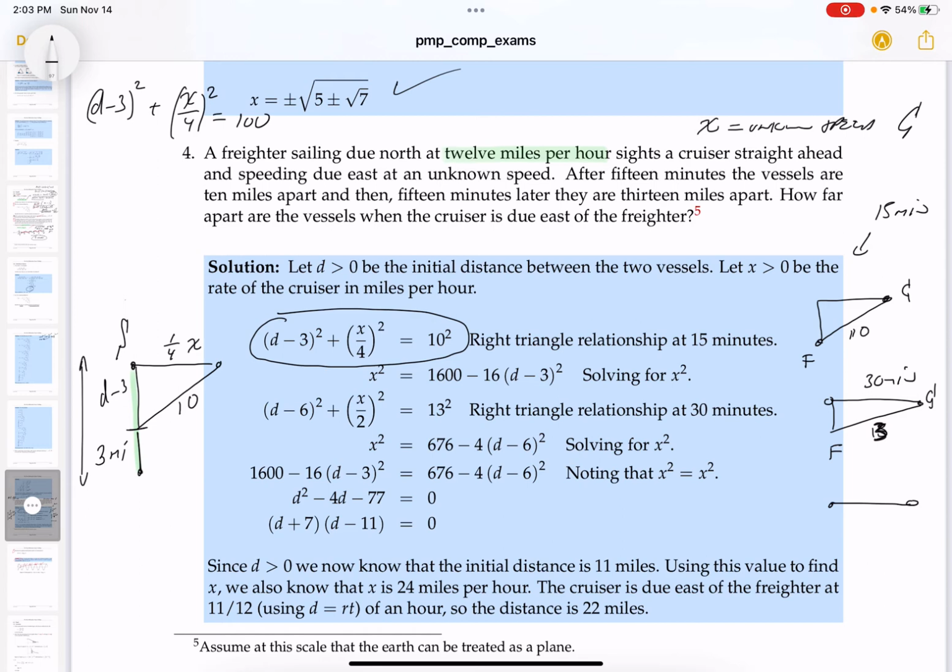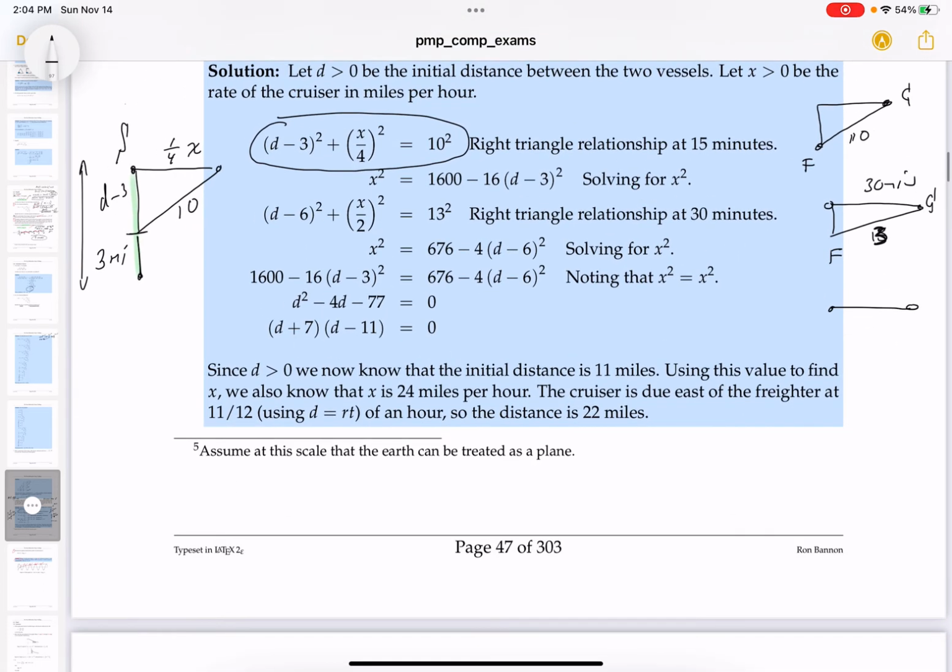All right, now let's do the 30-minute mark. What happens at the 30-minute mark is this is going to be further. So let's write that down. At the 30-minute mark, we got something like this. It's going to be 1/2 of an x, and now the distance is going to be 13. And what happens at 30 minutes? This distance here at 30 minutes is going to be 6 miles. So this is going to be d minus 6.